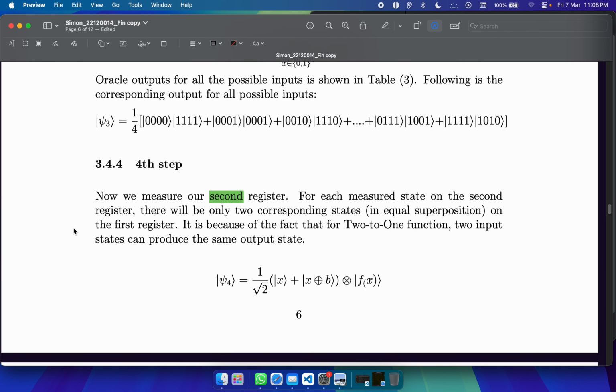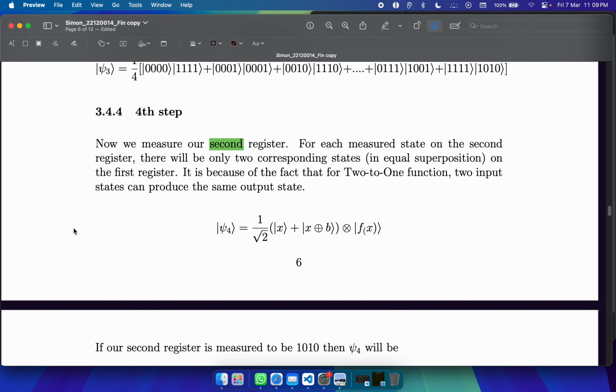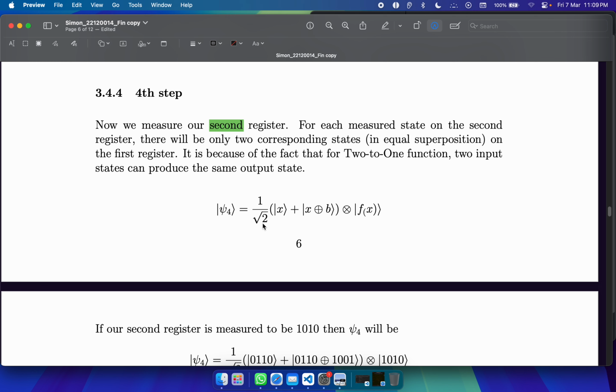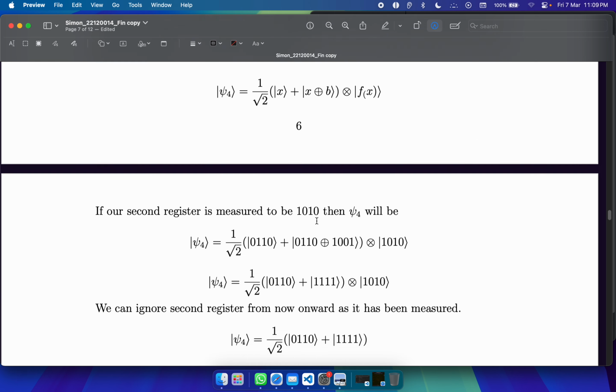Now we measure our second register. Well, we could just check for equal superposition. You have to have all of the probability amplitudes summed up to 1. And as I see them, all of these are in pluses, none are in minus, but there has to be some that are in the minus state. Anyway, now we measure the second register, which contains the f of x, so we measure what kind of things we get, and we get a corresponding x and x XORed with b.